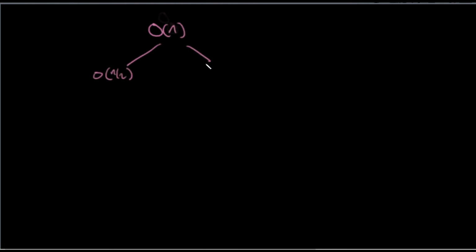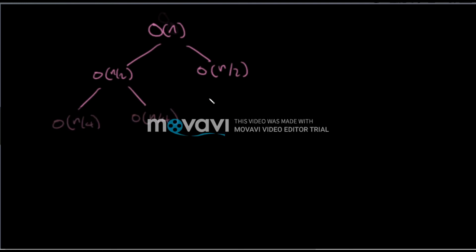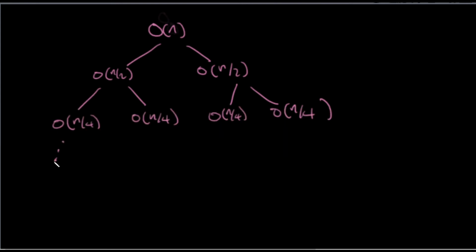You're going to have O of n up top, O of n over 2 on the next level, and then quarters here. This pattern is going to keep going. The next level you're going to have O of n over 8s, and then O of n over 16s, and then 32nds, and this is going to keep going.